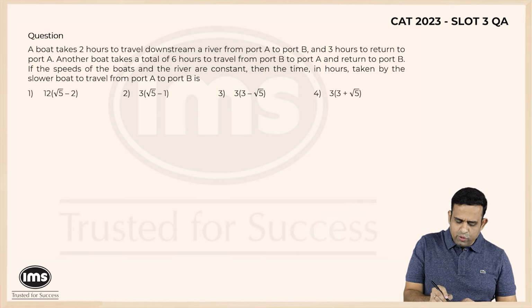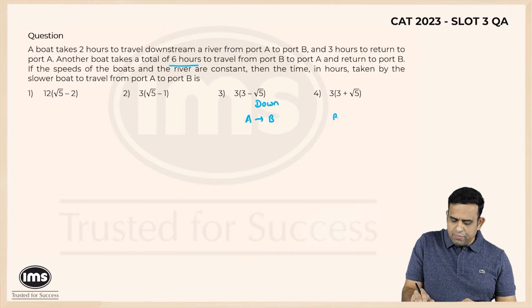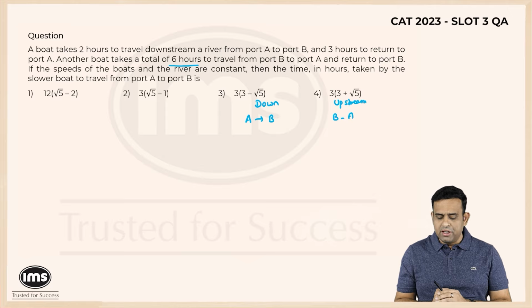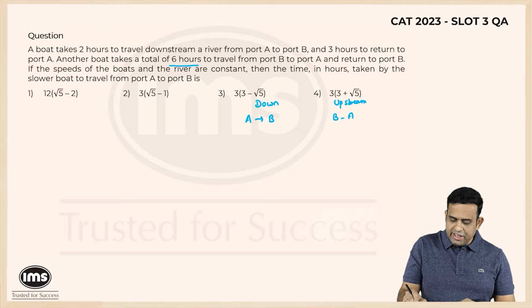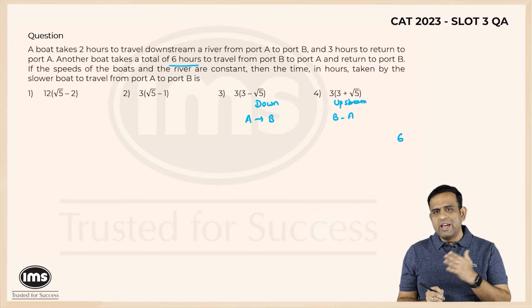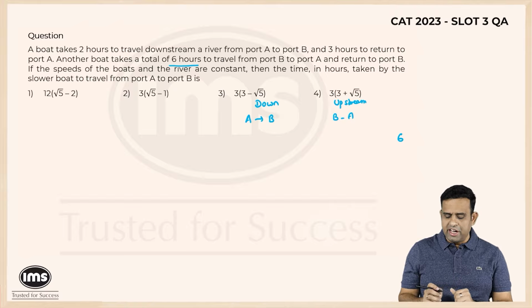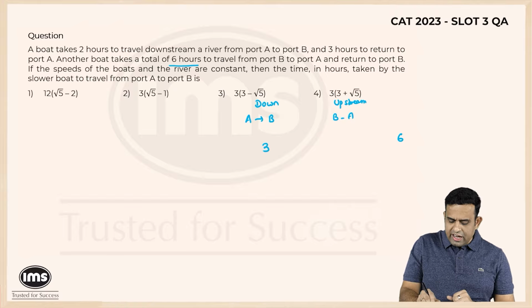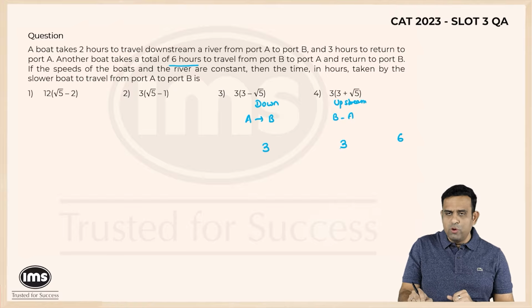Like for example, if you look at the slower one takes a total of 6 hours. Now we know that A to B is going to be a downstream journey and B to A is going to be an upstream journey. And the speeds are definitely going to be different also in this particular case. Now understand one thing, if total time taken happens to be 6 hours to go from A to B and B to A, do you think the time to go from A to B and B to A would be 3 and 3?